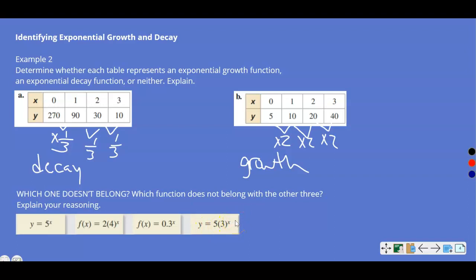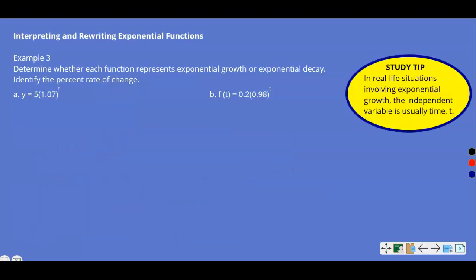So what do you notice? Y and f of x are just two different ways to write it. This is just function notation, but hopefully you know these are all the same. All right, so this one doesn't have an a, so we assume it to be 1, but your growth factor is 5. This one has a growth factor of 4. This one has a decay factor of 0.3, and this one has a growth factor of 3. So out of all of these, I would say the one that is different would be this one because it's a decay function instead of a growth function.